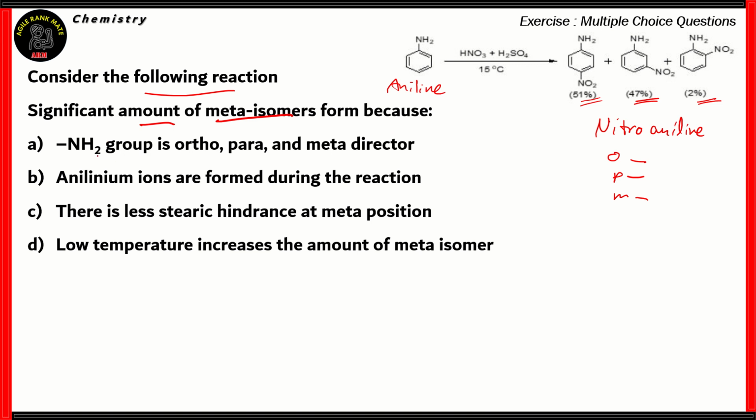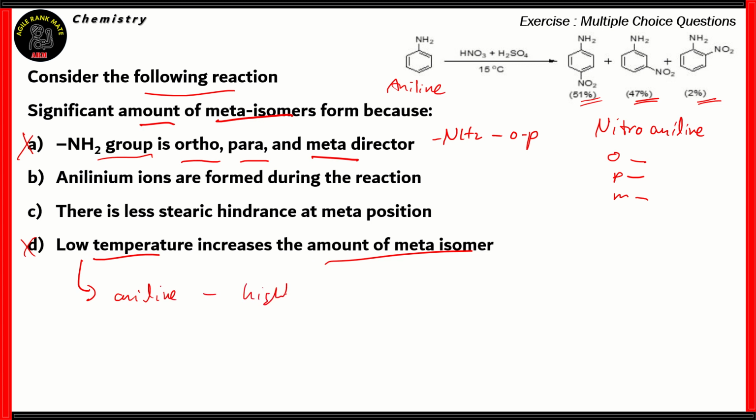The first option says NH2 group is ortho, para, and meta director. This option is incorrect. The NH2 group is basically an ortho para director, and it does not direct much to the meta group. So option A is incorrect. Option D says low temperature increases the amount of meta isomer. Again, this is incorrect. The low temperature is for the fact that aniline is A, highly volatile, and B, highly reactive. So therefore, that's why the low temperature for the reaction. So option D is incorrect.